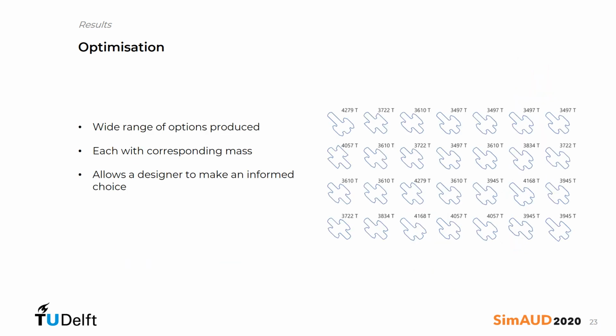Much more valuable was the database of results that came out of this method, where we see the geometric results coupled with the performance of each. This allows a designer to choose between architectural aesthetics, but also the performance, being the mass of structure needed.